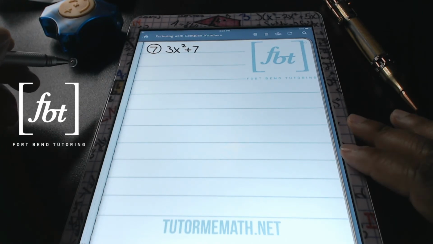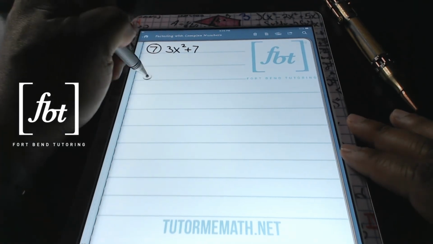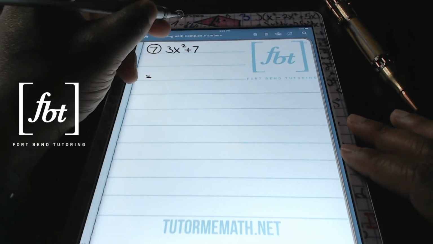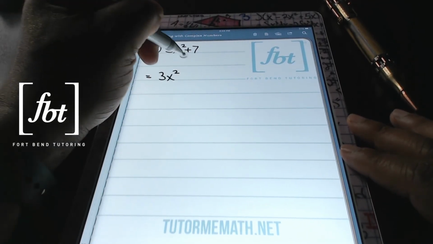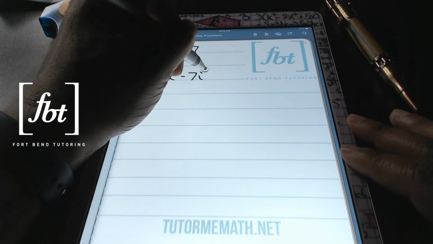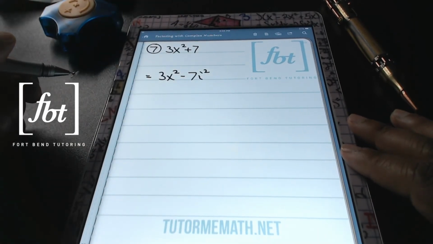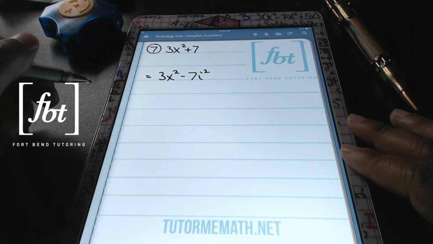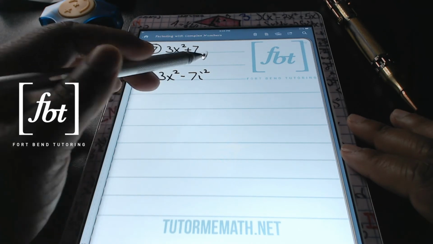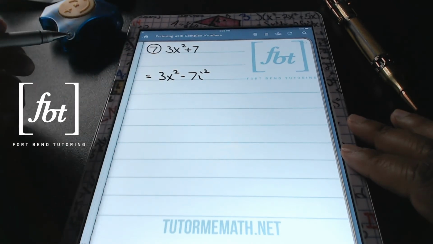You know, how do I know that? Because using radicals in this problem, as well as using imaginary numbers, we're going to say that we're looking at 3x squared minus 7i squared. All right. So we're going to keep in mind that i squared is equivalent to -1, right? So the opposite of -7 is going to be +7. That's why we're able to do that.